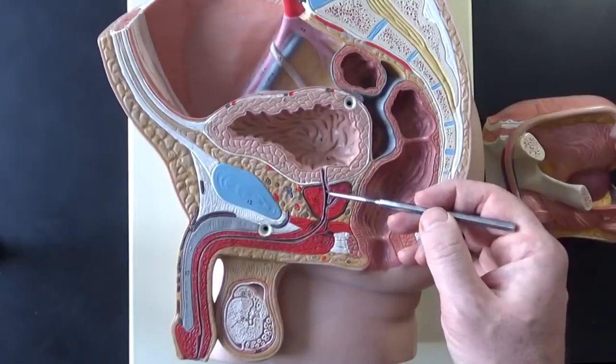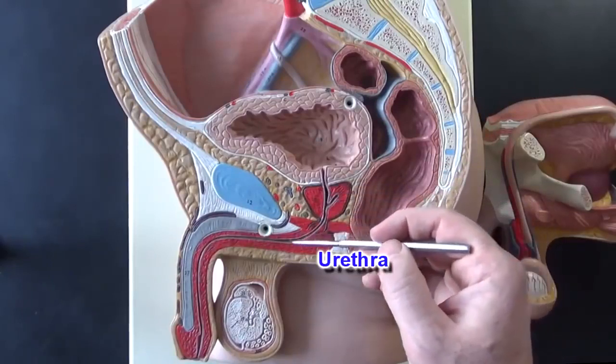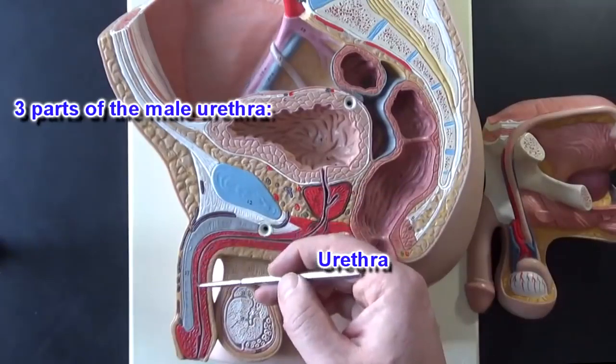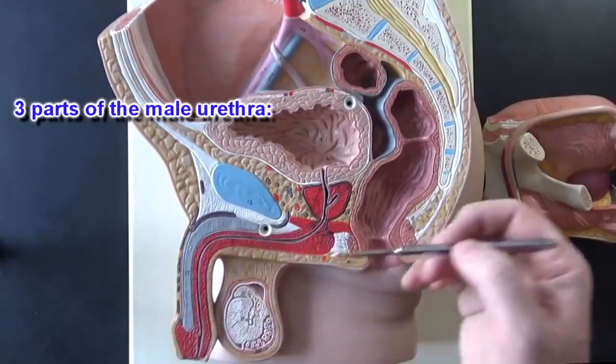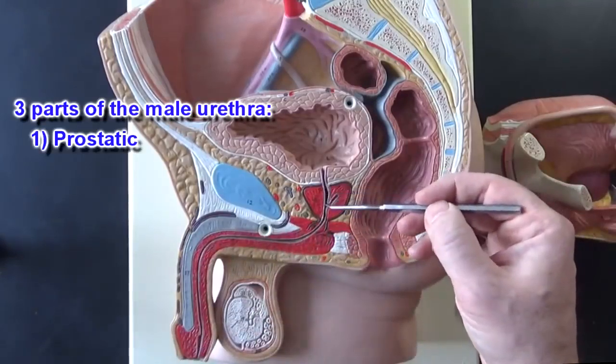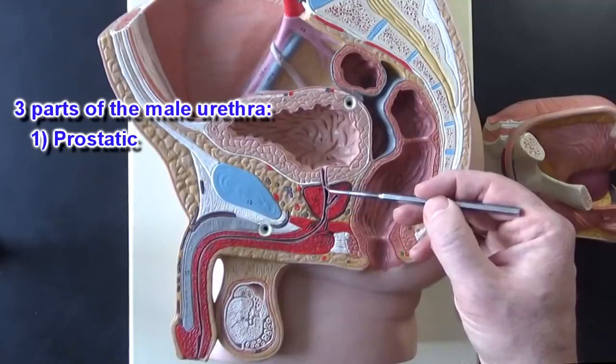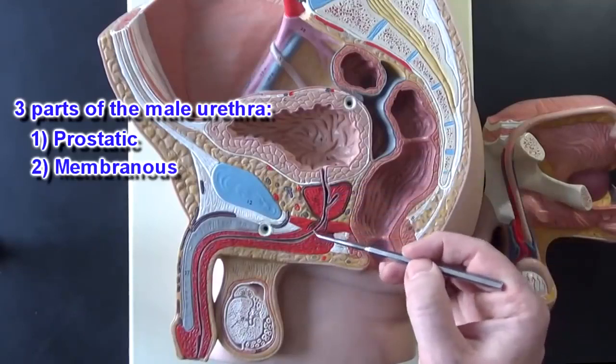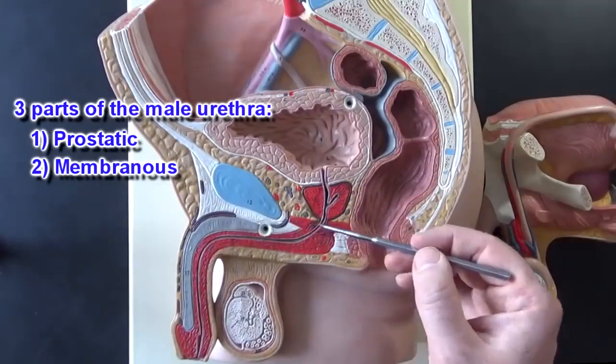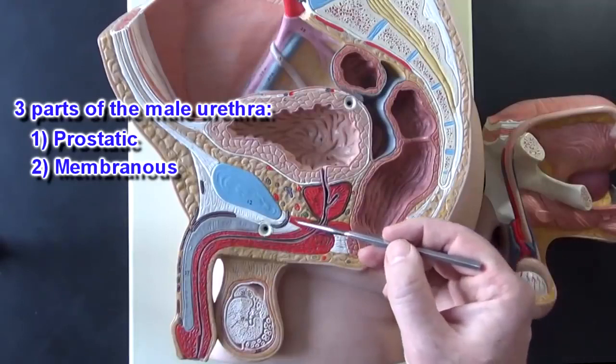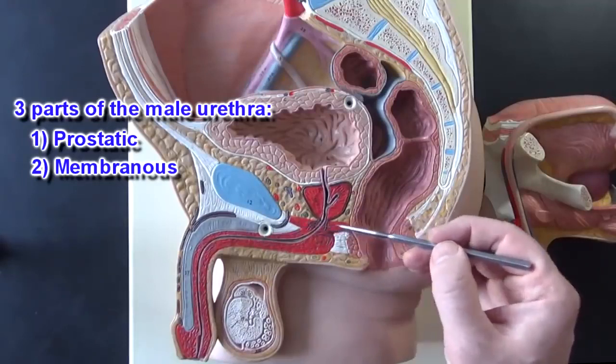And here is the urethra. Okay? Now this urethra in the male is made up of three parts. We've got the prostatic urethra right here. Okay. We have the membranous urethra right here as it passes through the pelvic floor. Okay, these would be pelvic floor muscles right here.